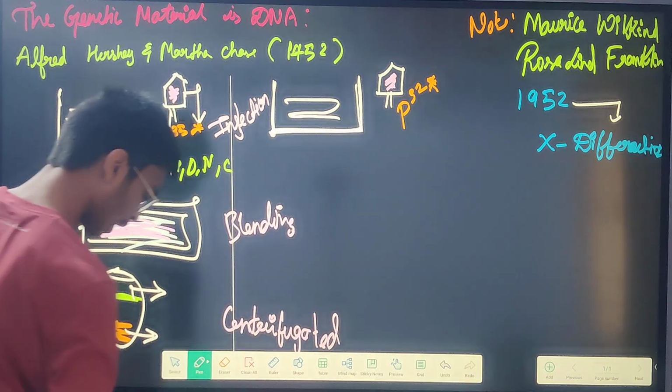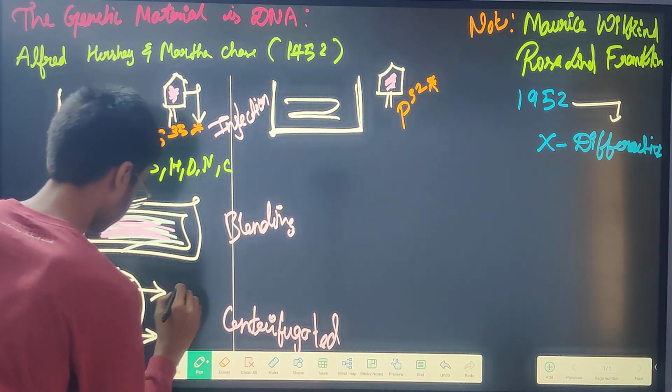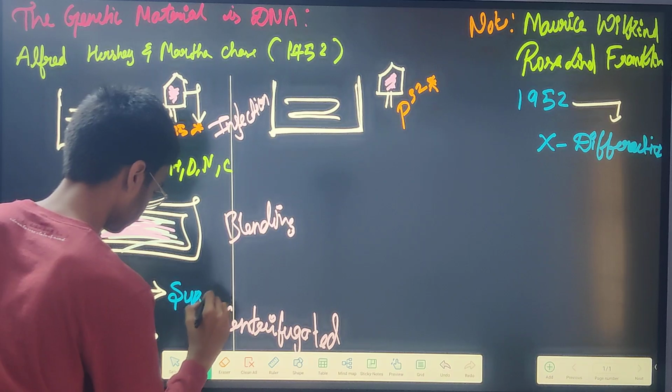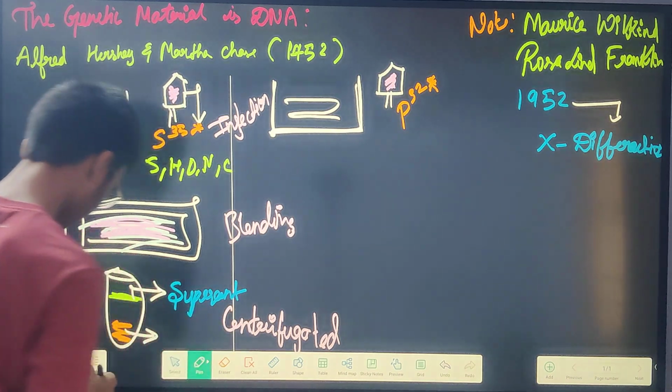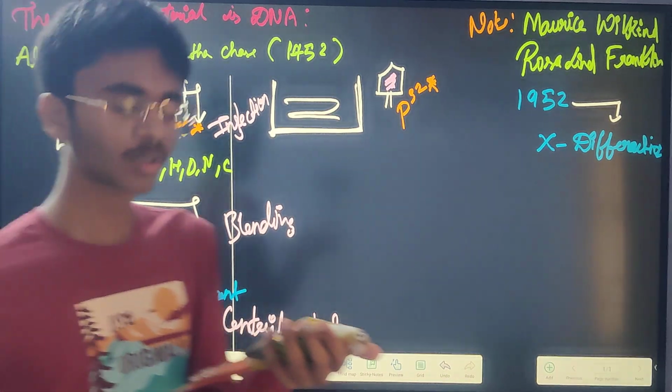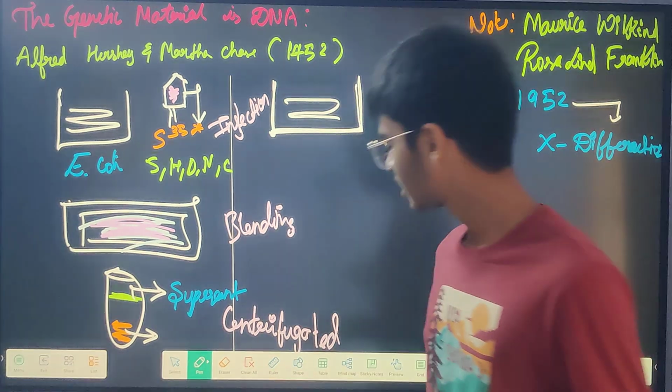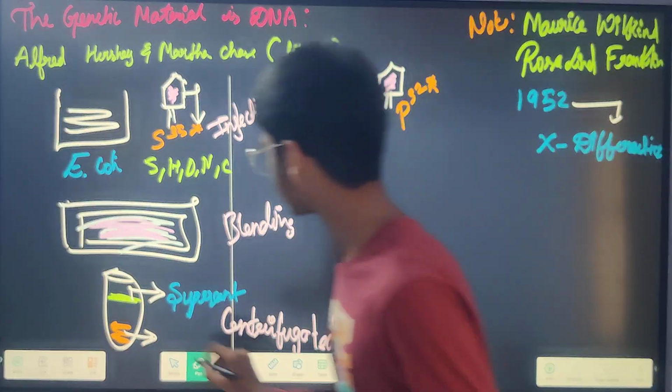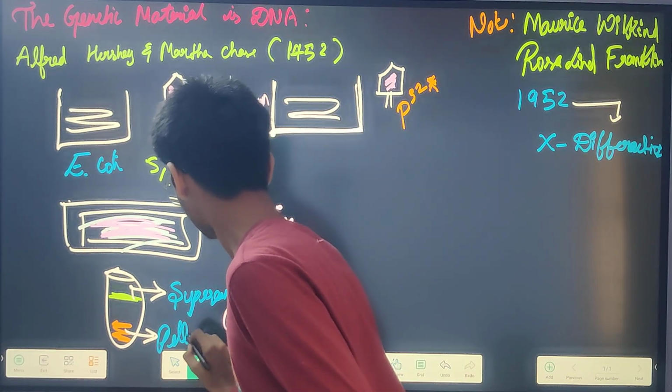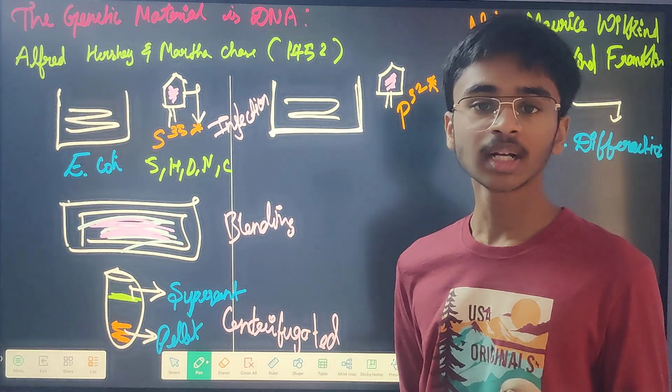So the top part is known as supernatant, and the bottom part is known as pellet. Supernatant, and then pellet.